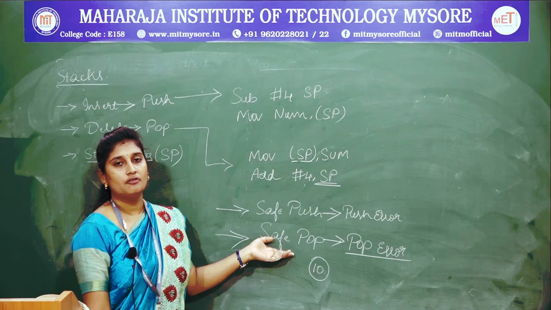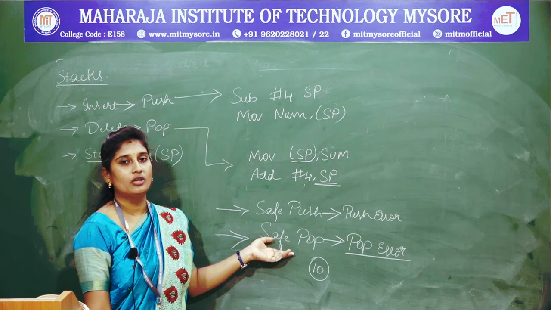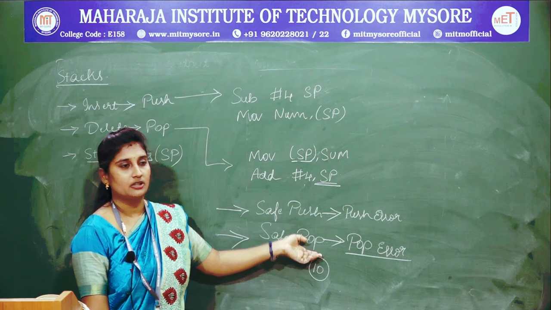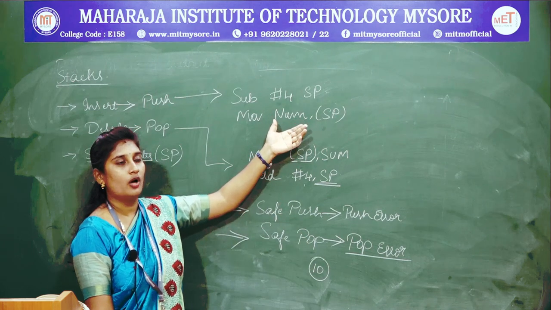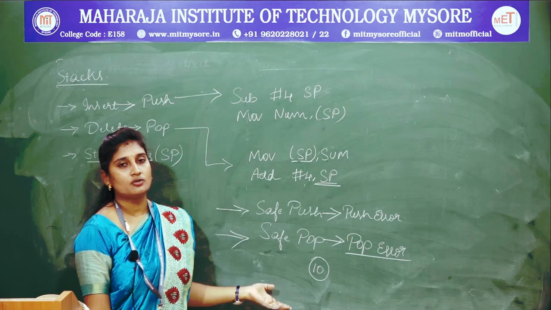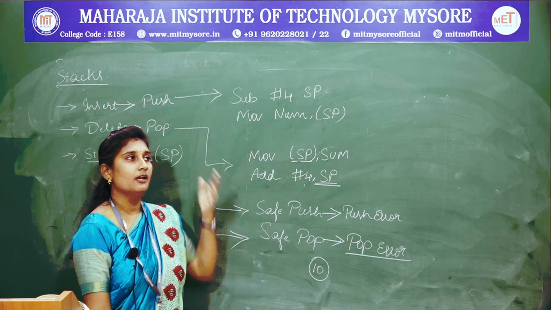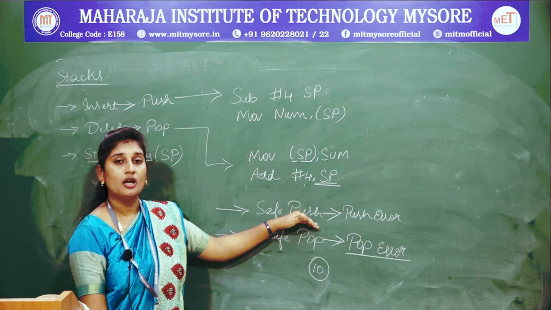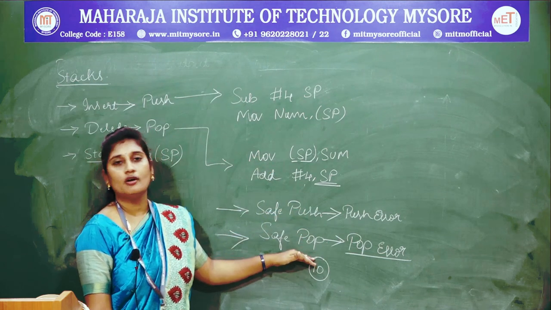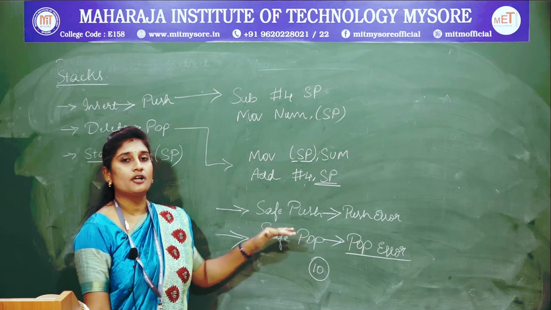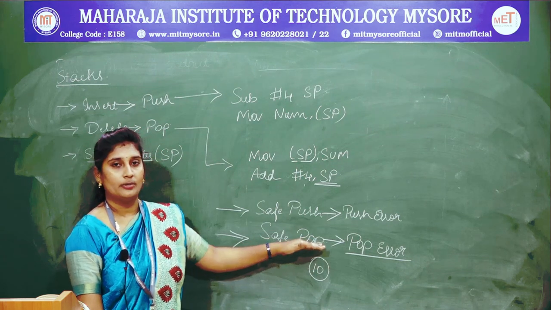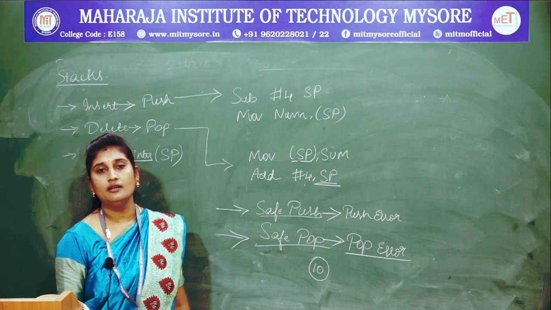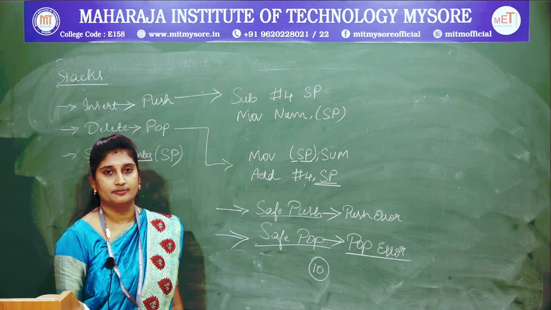Next, stack safe pop means if all the elements have been popped out, again I need not carry out my pop operation. So I need to know about the top of the stack as well as the bottom of the stack. If the top of the stack has been reached, I do not need to carry out my push operation. If the bottom of the stack has been reached, I should not carry out my pop operation. That is what you will be calling safe push and safe pop operation.